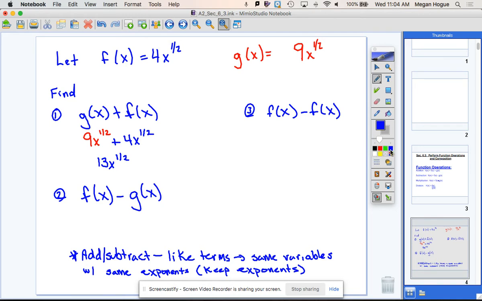I already wrote that for you. So you do f of x first, 4x to the 1/2, minus g of x, so minus 9x to the 1/2. They're still like terms, so I can subtract them. 4 minus 9, that's negative 5, x to the 1/2.